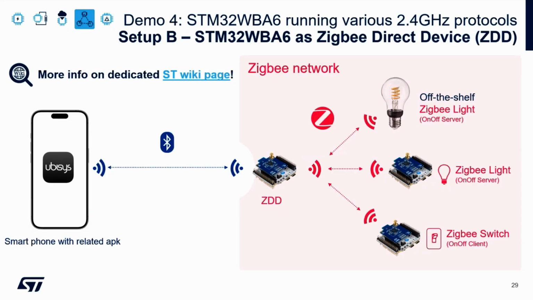More info about this demo can be found on the dedicated ST wiki page. There is also information about how ZigBee Direct is defined, and also the code is available from the official SDK and also STM32 hotspot, the edited version.